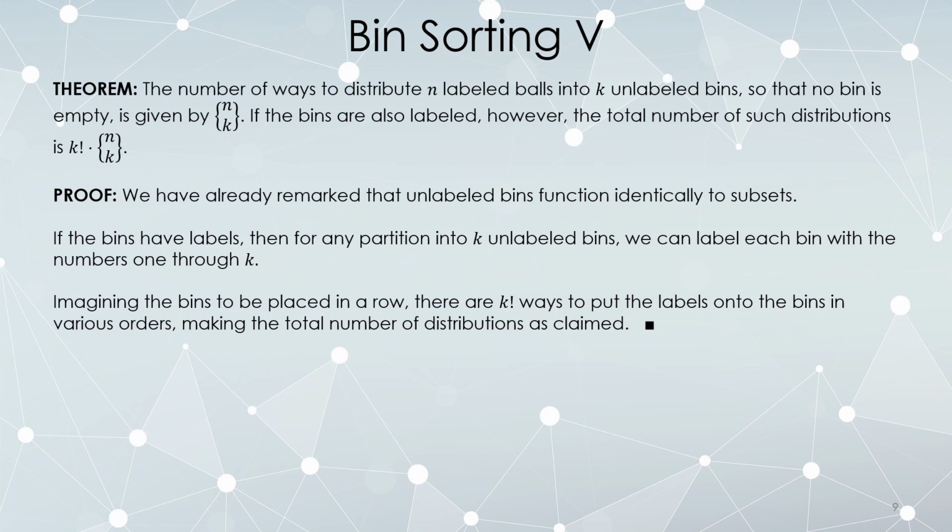So the total number of distributions is first distribute into bins, that's the Stirling number, n over k, and then assign labels to the bins, and there are k factorial ways to do that. So this product is exactly the number of ways to distribute n labeled balls into k labeled bins on the restriction that no bin is allowed to be empty.